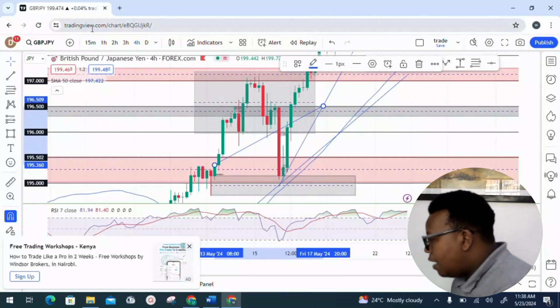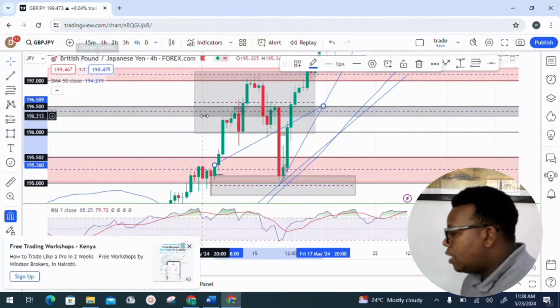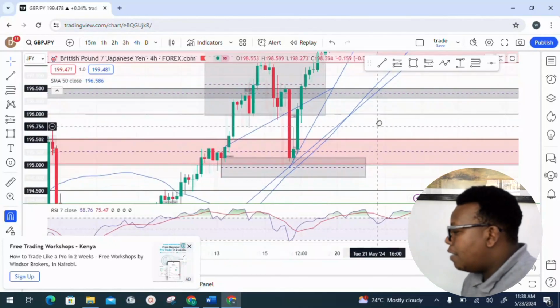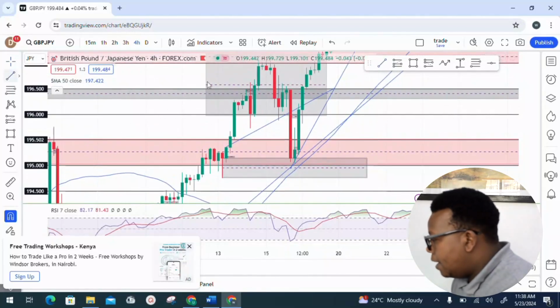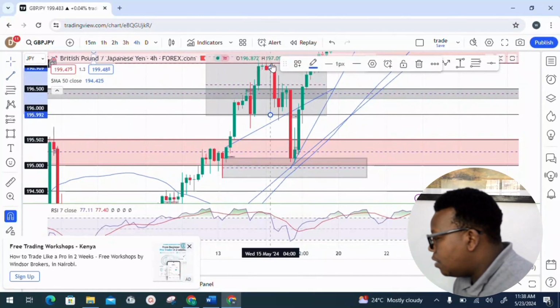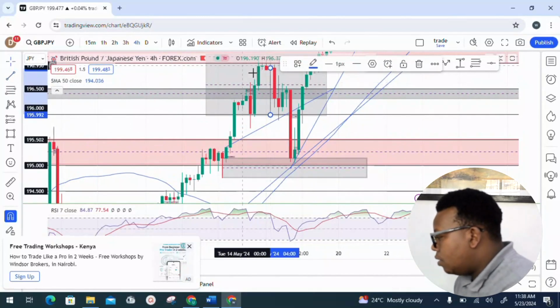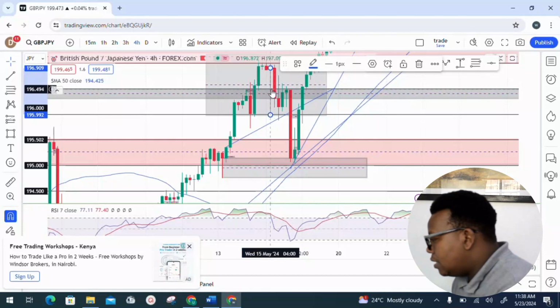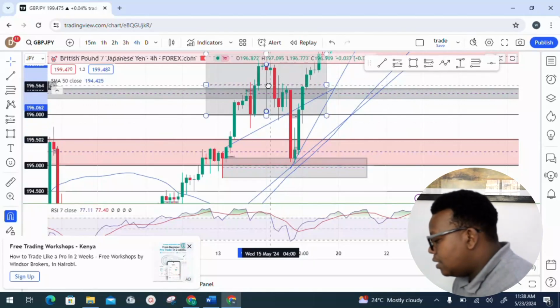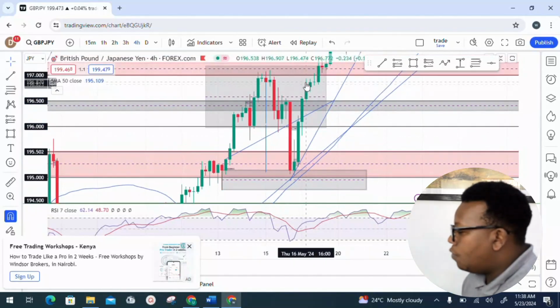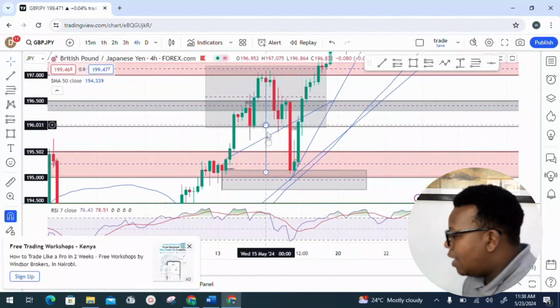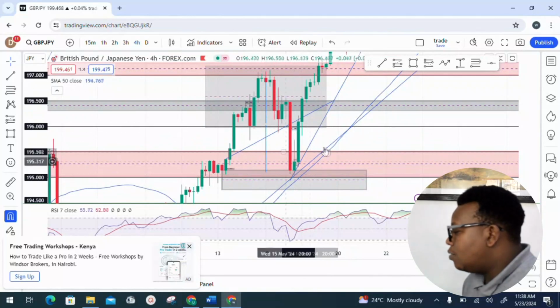And of course, if you narrow down to either 1 hour or 15 minutes, the market could have given me a very nice entry. And if you measure this distance from here to there, and duplicate it, you can see it's the same distance we can have around here. That's the same distance the market moved from here to here, and the same distance the market moved from the neckline to that point.